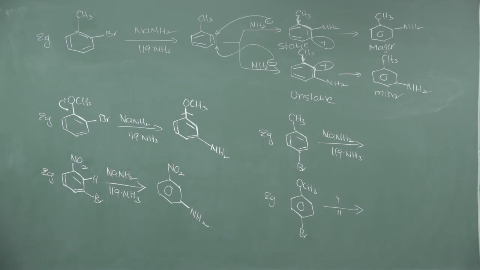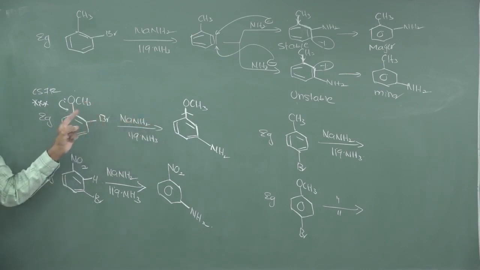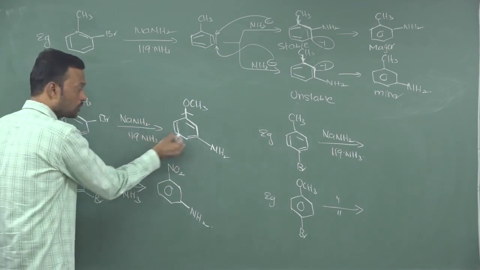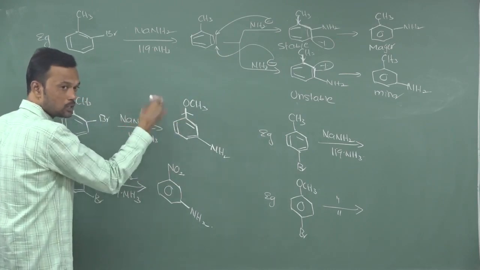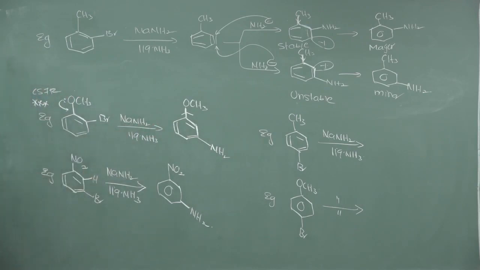This question was asked in the exam, in CSIR. Ortho-bromoanisole reacts with sodamide and gives a product. They even gave the bridge product as an option. If you do not observe this molecule clearly, you will select the bridge reduction product. So be careful. This will give an amination reaction.